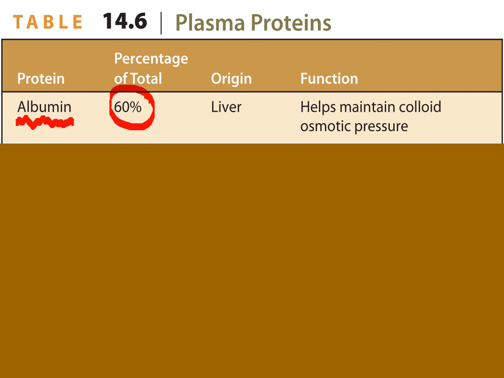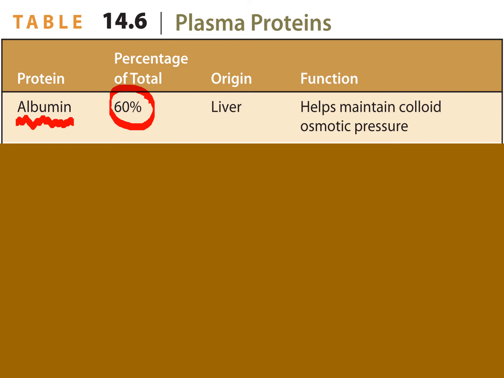How could we cause more water to move from the tissues into the blood? Well, one way to do that is to increase the albumin concentration, because water is always going to move toward a higher solute. So if we increase albumin concentration and more water moves into the blood from the surrounding tissues until we reach an equilibrium, what effect will that have on blood pressure? Well, it's going to increase it because there's more water. There's a higher concentration of water in the plasma.